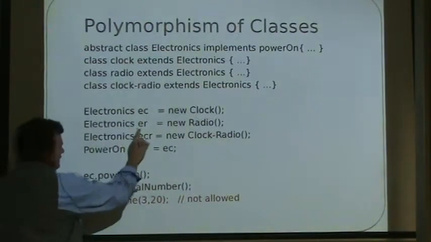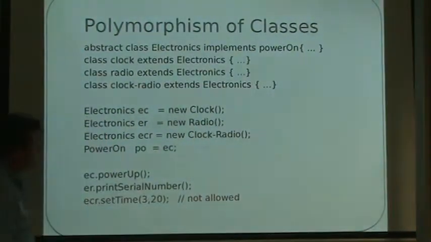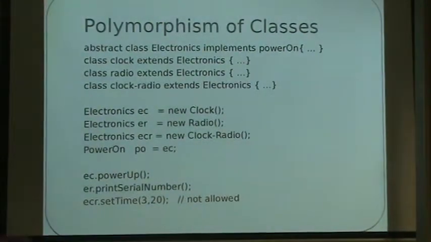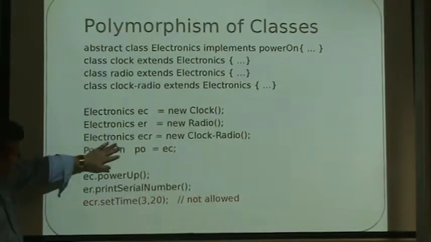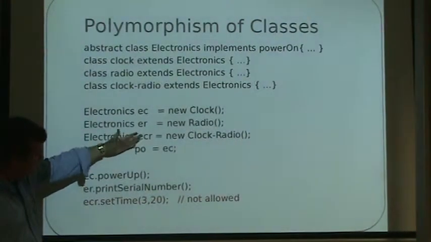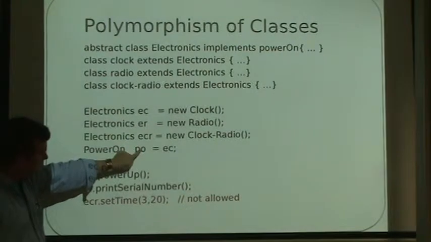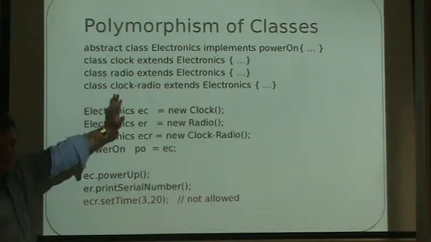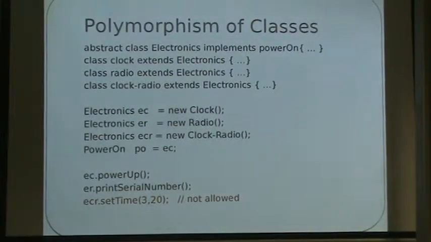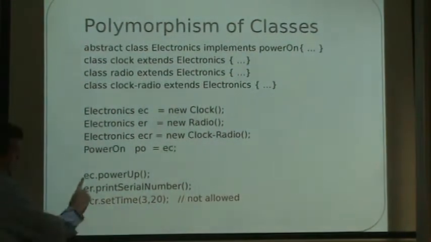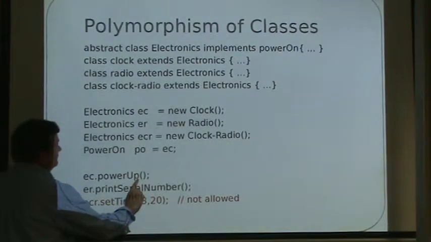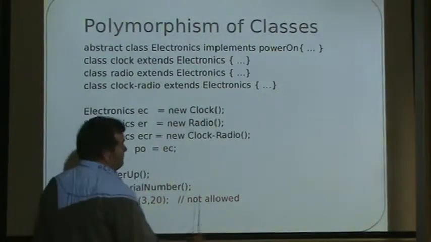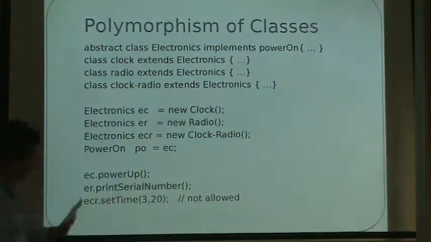Okay, we could say electronics ER is equal to new radio, that's allowed. Electronics ECR is a clock radio, that would be allowed. And this is also allowed, so we have an interface called powerOn, so we could call this a powerOn object, and we can let that refer to an electronics which is actually pointing at a clock at the moment. That would be allowed. And then we could say EC power-up. So in this case, power-up is a function that is in the powerOn interface.